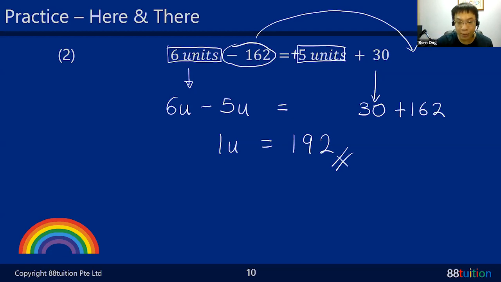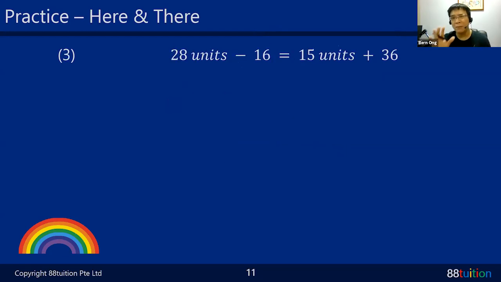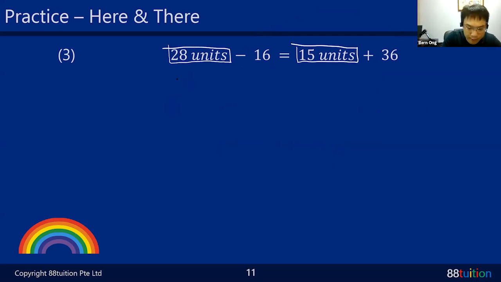All right, so now let's look at question 3. Don't worry, the pattern is the same. Just follow the pattern. Ask yourself, 28 units and what? 15 units. Who is heavier? 28 units. Thank you. So we have 28 units here.